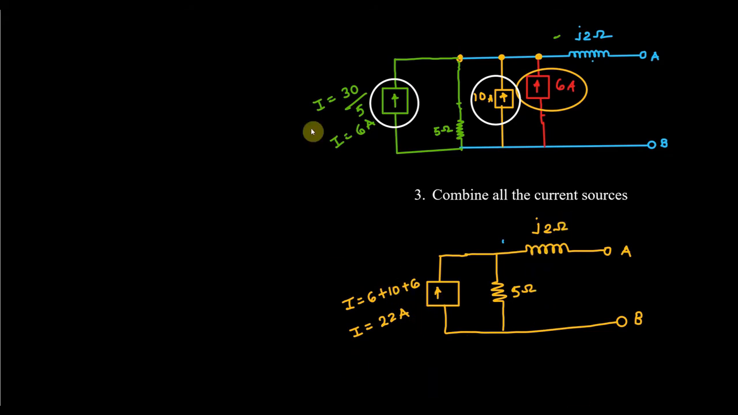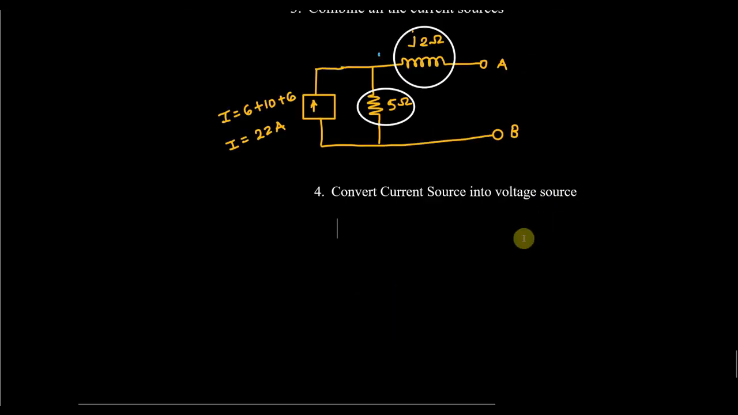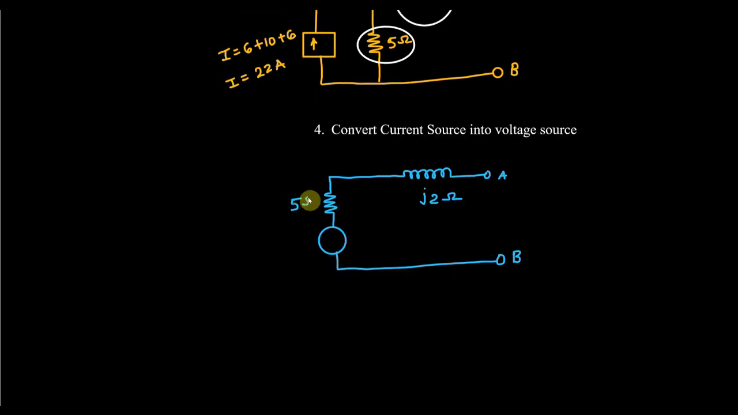Now here we have two elements. You can see that this is a 5 ohm resistor here, and here this is a J2 ohm inductor. So we have to solve this. In the fourth step, we will convert the given current source into a voltage source, so that we can convert these two elements into a single element.